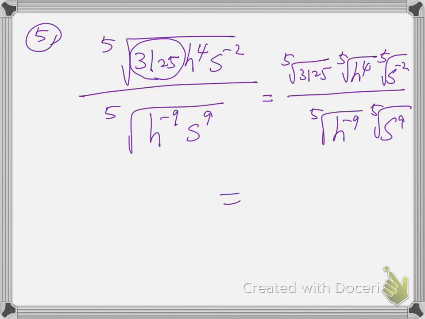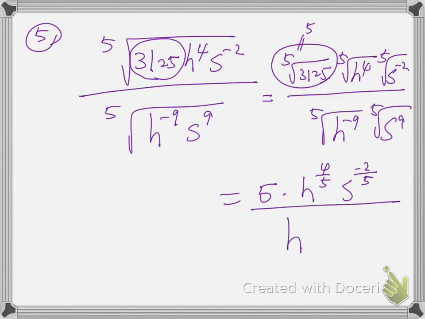So now you change the others to rational powers. What is the 5th root of 3125? It's 5. 5 times 5 is 25, 25 times 5 is 125, times another 5 is 625, times another 5 equals 3125. So this is 5 times h to the 4 over 5 because it's a 5th root, s to the negative 2 over 5, divided by h to the negative 9 over 5, s to the 9 over 5. And then subtraction.